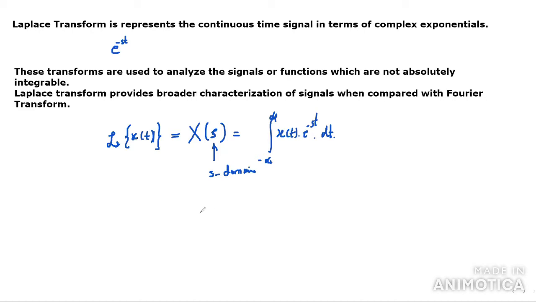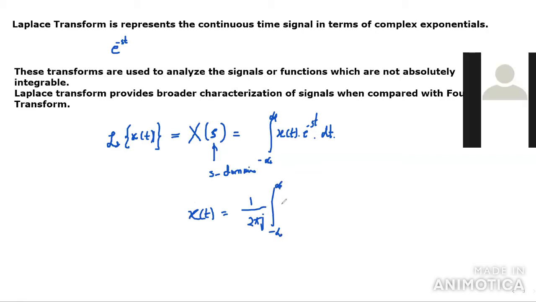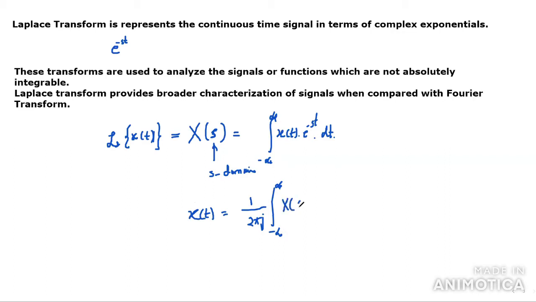Similarly, we can write the inverse Laplace transform as x of t is equal to 1 divided by 2 pi j times the integral from minus infinity to plus infinity of x of s e power st ds. This we are going to call the Laplace transform pair.